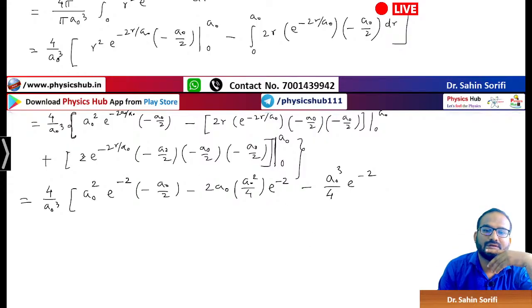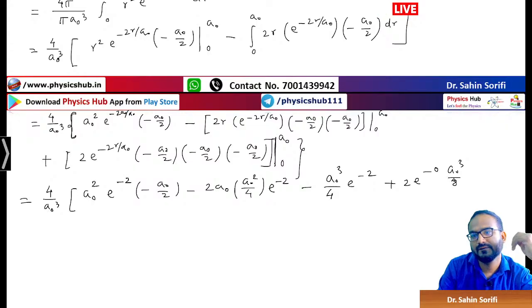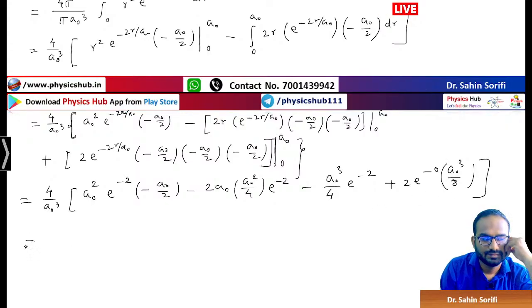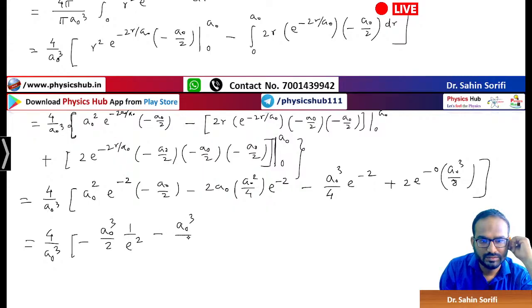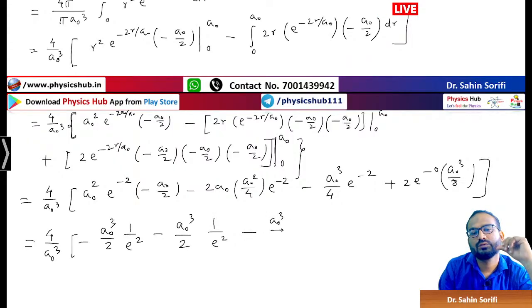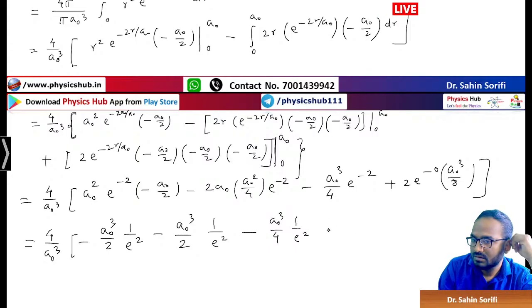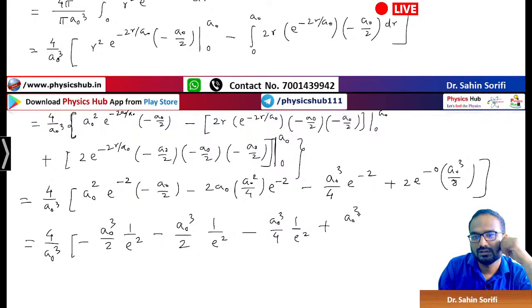Another, there is no r term, so if you have to put 0, so e to the power 0 is 1, plus, e to the power minus 0, a naught cube by 8. So if you calculate this one, 4 by a naught cube, minus a naught cube by 2 times 1 by e square, minus a naught cube by 2 times 1 by e square, minus a naught cube by 4 times 1 by e square, and here plus a naught cube by 4.